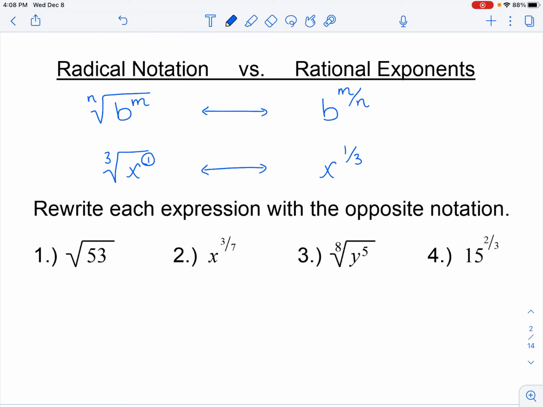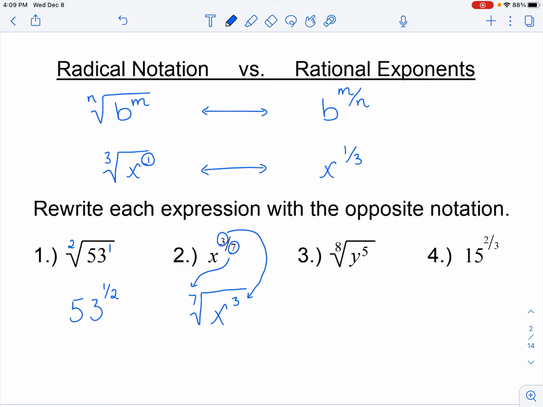All right, so for the first one, this is 53 to the 1st power. This is a square root. So this is 53 to the 1/2 power. And that's it. The second one already has a fraction exponent, so the question is, how do I write it as a radical? Well, the denominator is the index, the base is an x, and the numerator is the exponent.